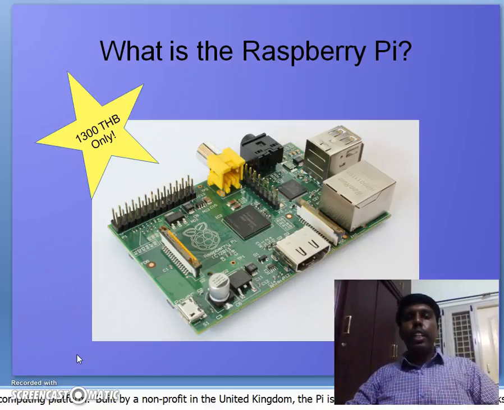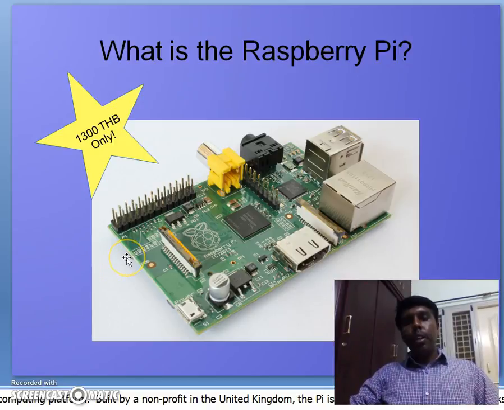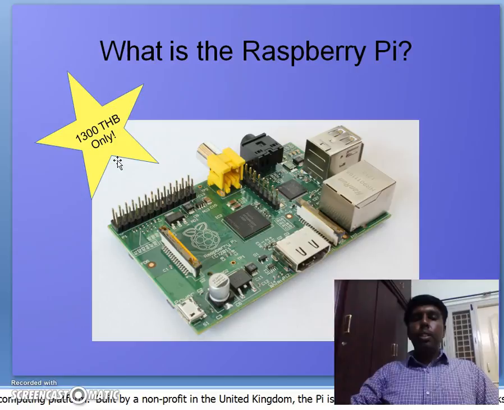What exactly does Raspberry Pi mean? It's like a small credit card-sized computer device which can perform almost all the things which a normal desktop or laptop computer can perform. Its price is around 1,300 Thai baht, which is around 35 US dollars. It's pretty cheap compared to going for a desktop or a laptop.